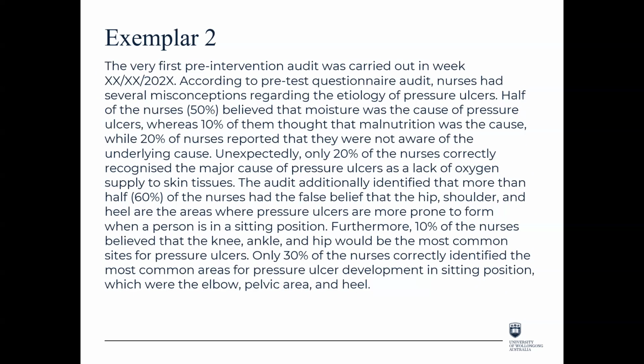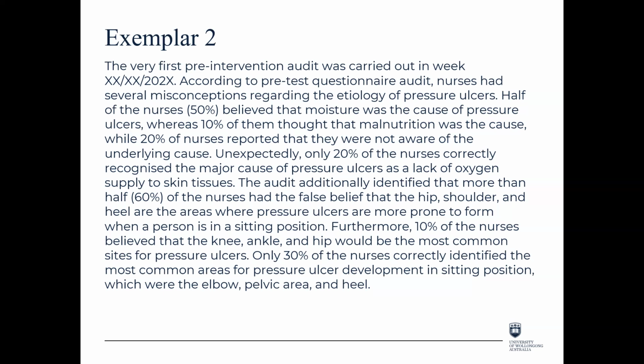So the pre-intervention audit was carried out in, put the date, and according to the pre-test questionnaire audit, nurses had several misconceptions regarding the etiology of pressure ulcers. Half of the nurses, 50%, believed that moisture was the cause of pressure ulcers, whereas 10% of them thought that malnutrition was the cause. While 20% of nurses reported they were not aware of the underlying cause, and unexpectedly, only 20% of nurses correctly recognised the major cause of pressure ulcers as a lack of oxygen supply to skin tissues.